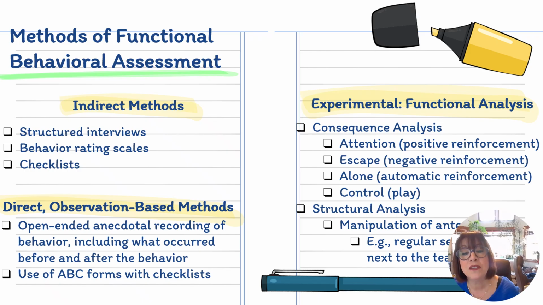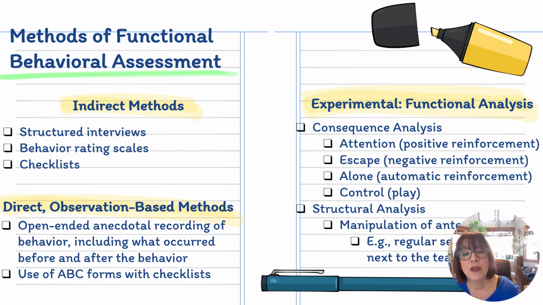Within indirect methods, the pros include that you gain a lot of information from respondents who know the student well. Those are parents, caregivers, teachers, paras, service providers. We get a lot of information on ABCs. This information helps us figure out when and where to observe, which is the next method we will do. Now the con, the negative side to indirect methods, is that the data are subjective, because it is reported, it's self-report.